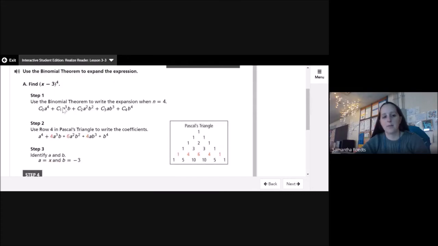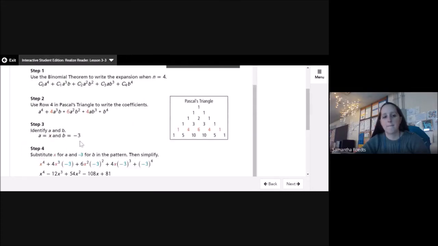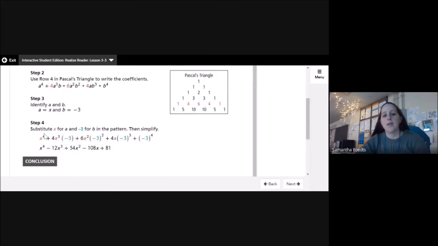Remember x, negative 3. So then I substitute in my values for x and negative 3, and then I simplify. So x to the 4th plus 4x cubed times negative 3 plus 6x squared times negative 3 squared plus 4x times negative 3 cubed plus negative 3 to the 4th.